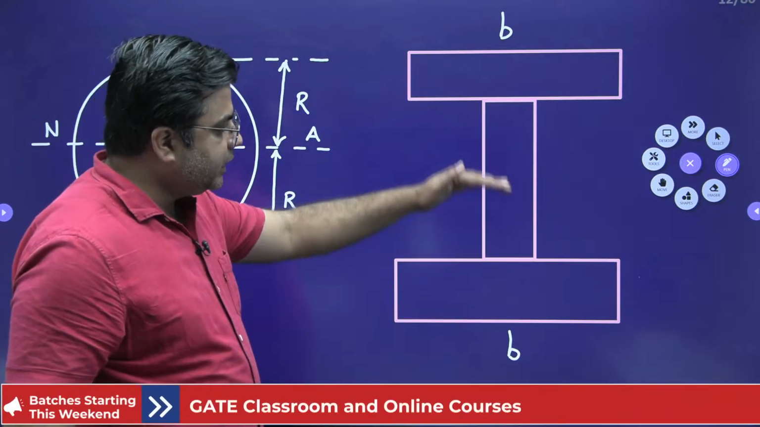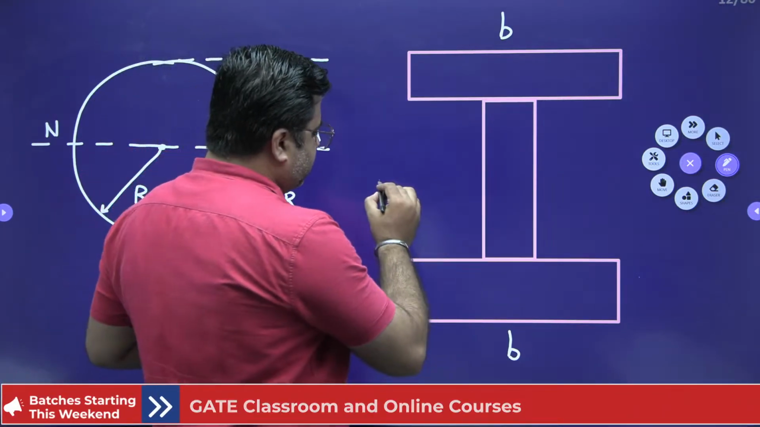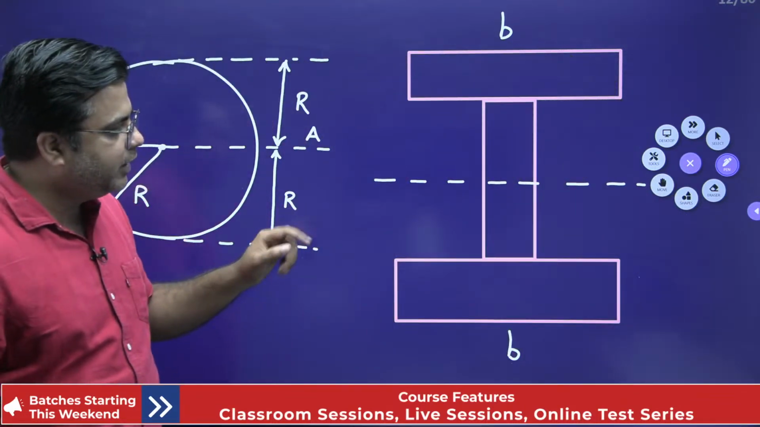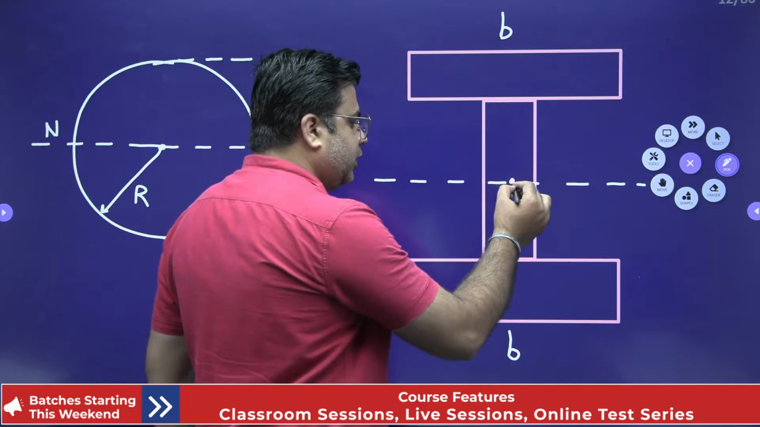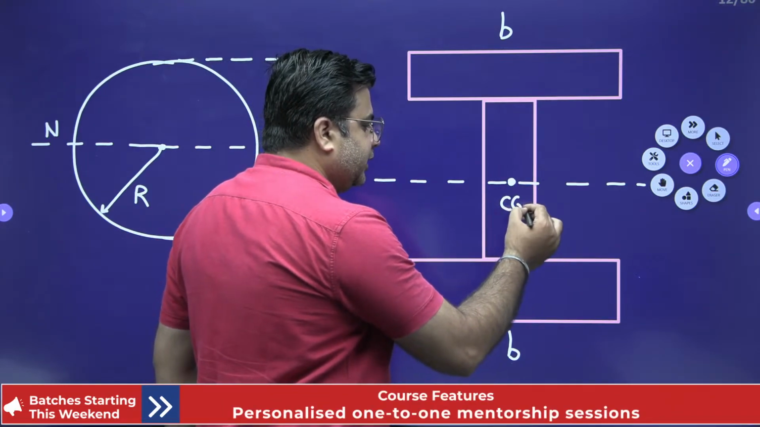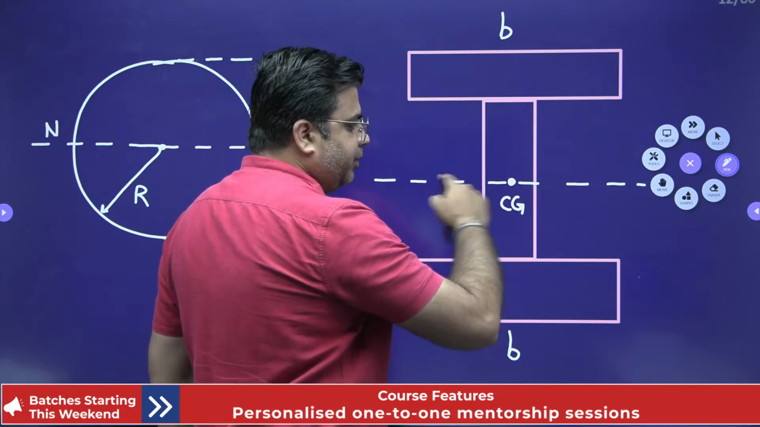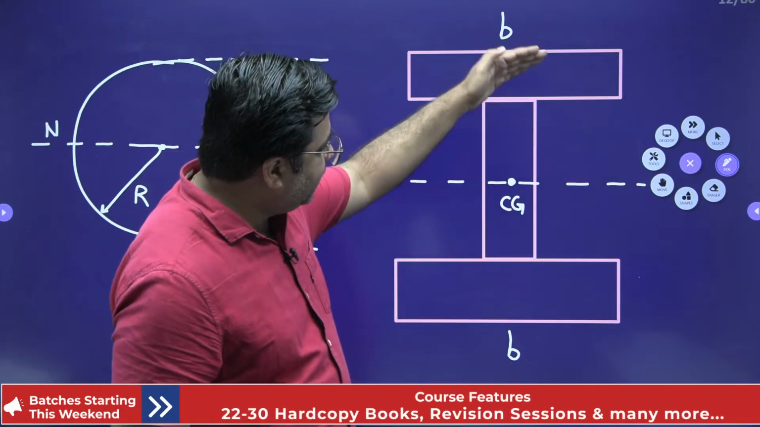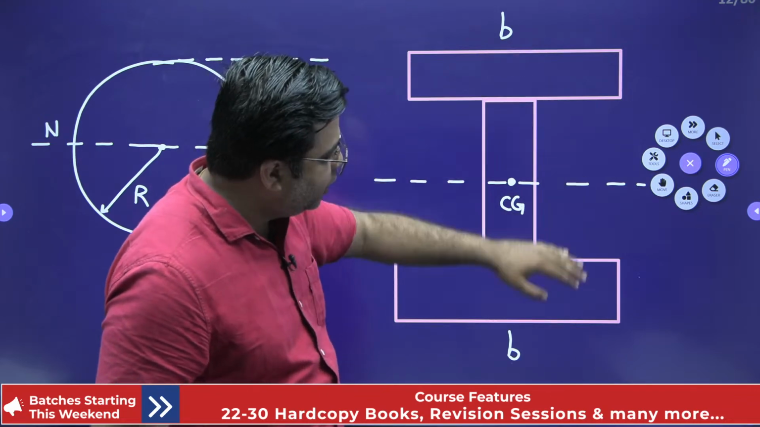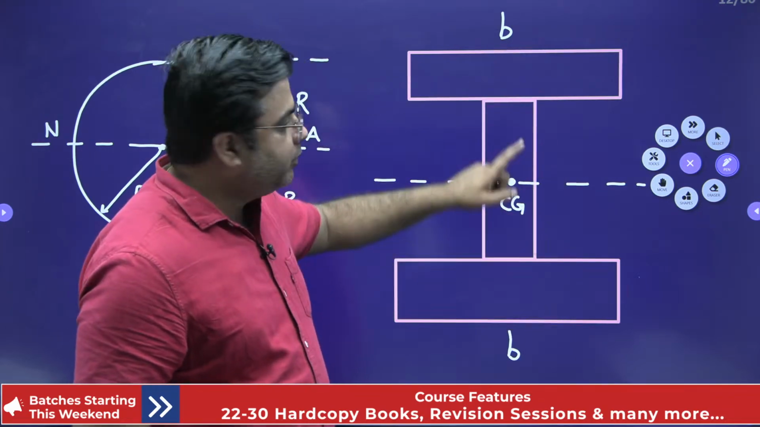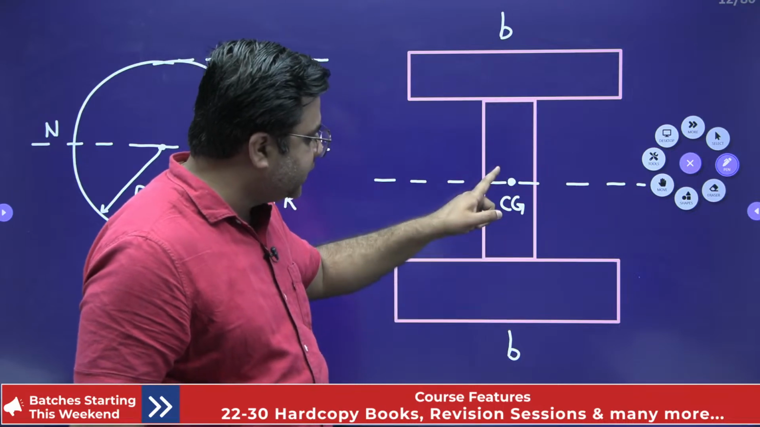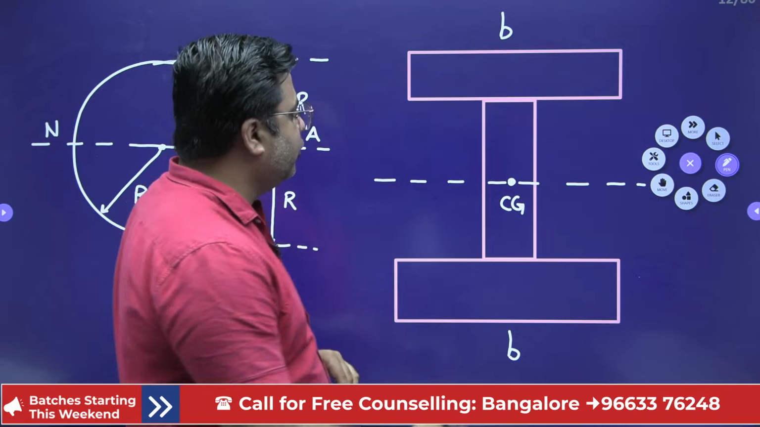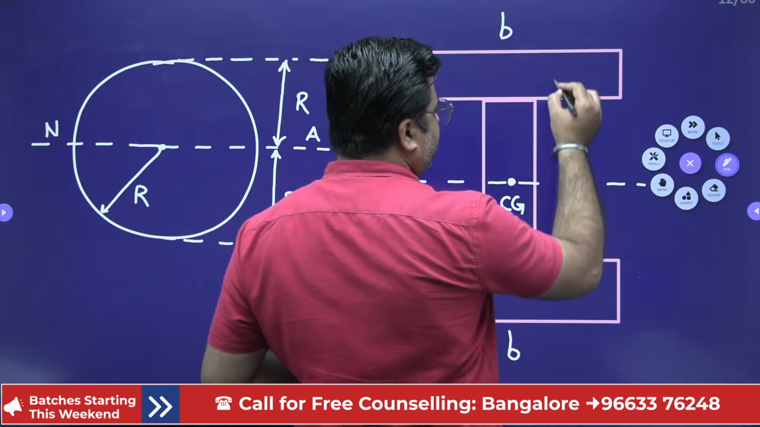Since this section is symmetrical about this line, CG will also lie on this line. And this CG or this line will be the axis of symmetry. If this is the axis of symmetry, it will lie exactly at the midpoint of the entire depth. If the entire depth of this I section is D, then this CG will lie at a distance of D by 2 from the top fiber and D by 2 from the bottom fiber.